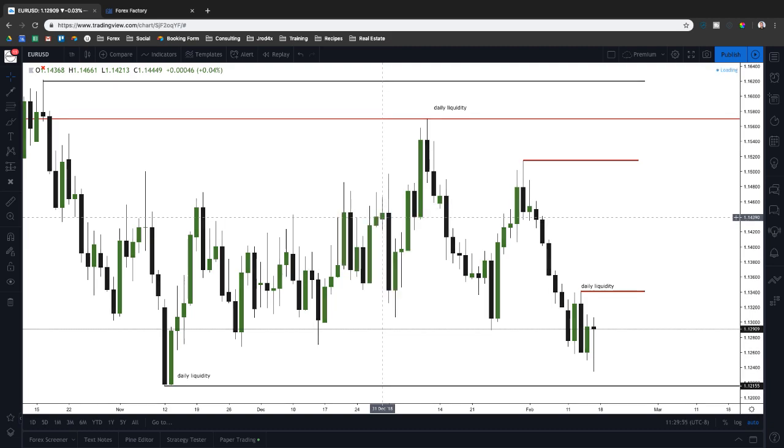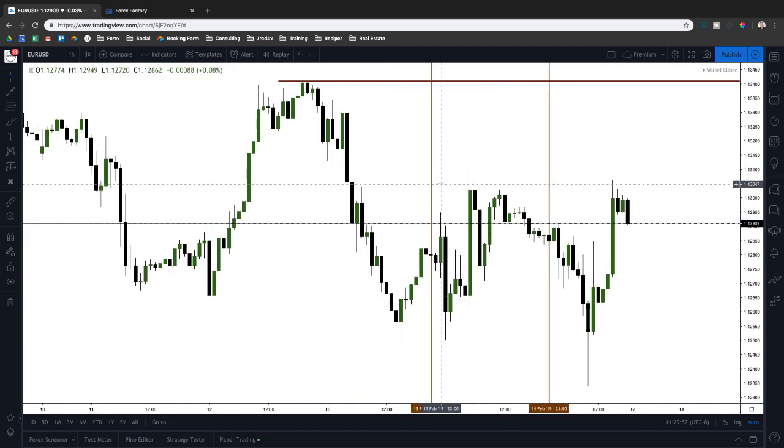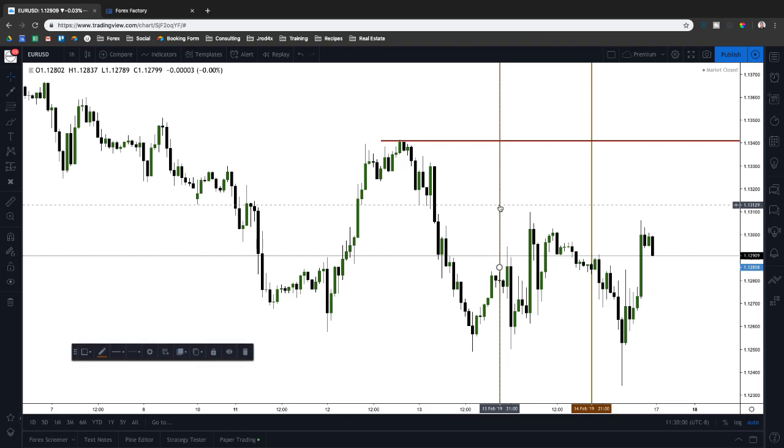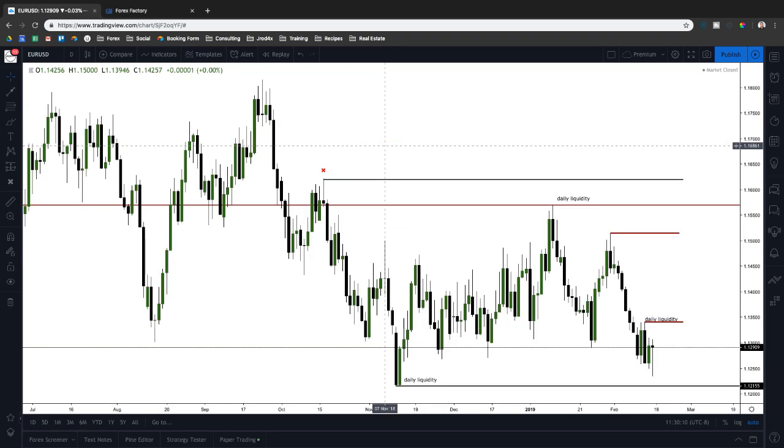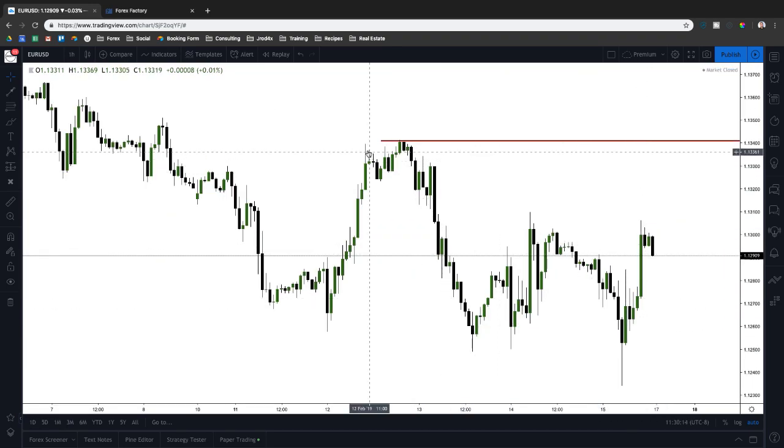We can drop down to an hourly really quickly, see if there's anything specific. Oh yeah, there is this. We've got relative equal highs here, which is that 1.1340 level again. So you can see daily liquidity resting here, 60-minute. They're not necessarily equal highs, but they're pretty close. Regardless, there is daily liquidity resting above here.